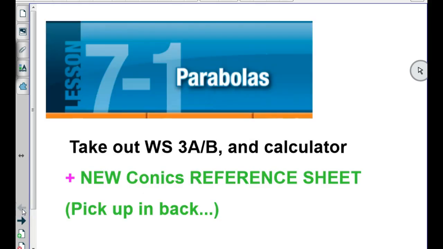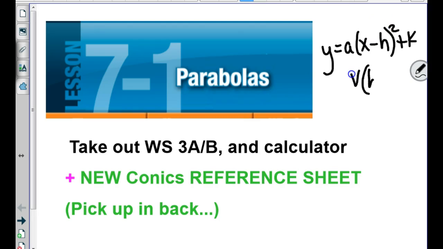We're starting parabolas today, and the issue is that we've done parabolas. Do you remember parabolas in what's called transformation form, where the vertex was at h comma k? Everybody remember this form? Okay. What did the a do in this form?